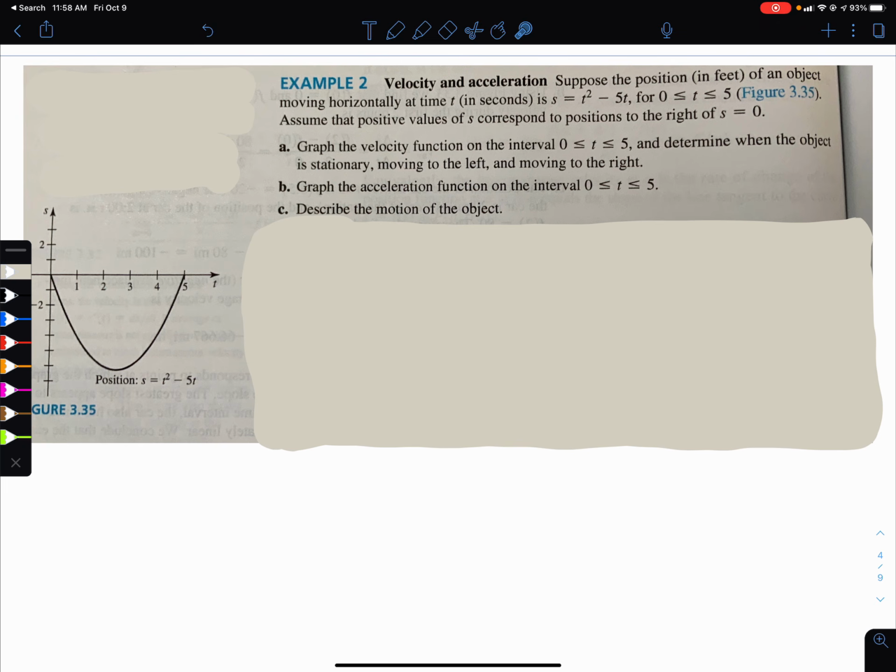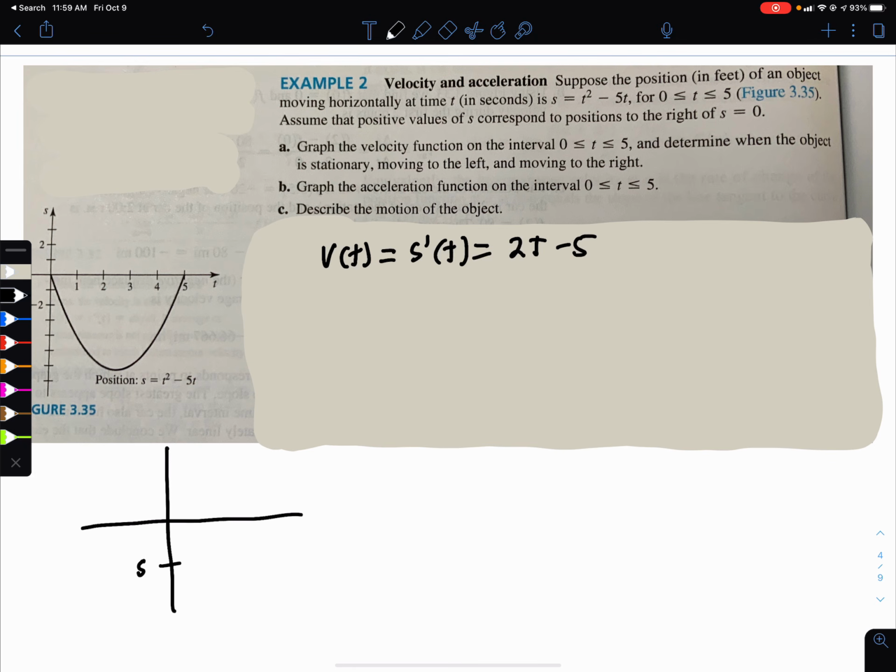Oh, so we have to find the velocity function and graph it. The velocity function is the derivative of the position function, which will be 2t minus 5. All I did is take the derivative of that, 2t minus 5. So if I were to graph that, I'm going to do a rough graph. Here's minus 5. And if you graphed it, it should look something like that. It's a line, slope of 2, and a y-intercept of negative 5. So I graphed it.